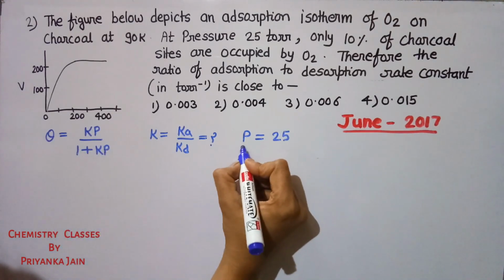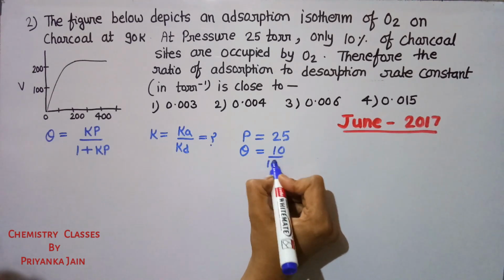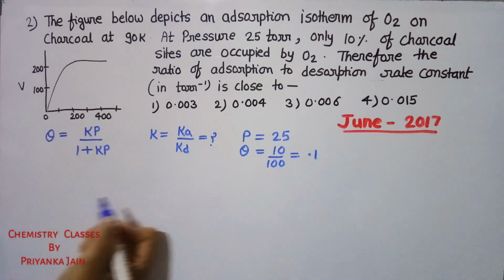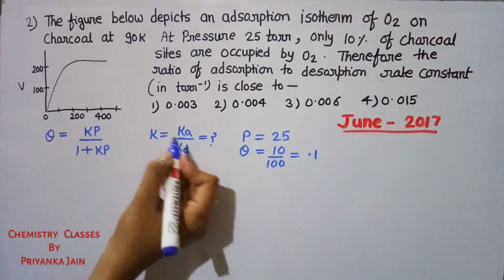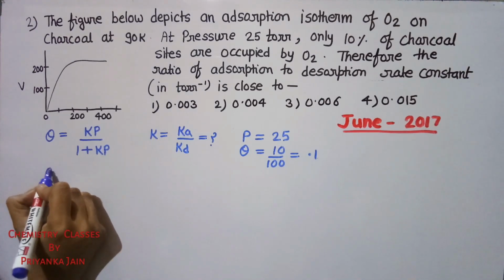And theta's value we have given, that is 10%. 10% means 10 divided by 100, it means its value is 0.1. Okay. So, very easy question. We can find out the value of this K. So, we put the value simply.